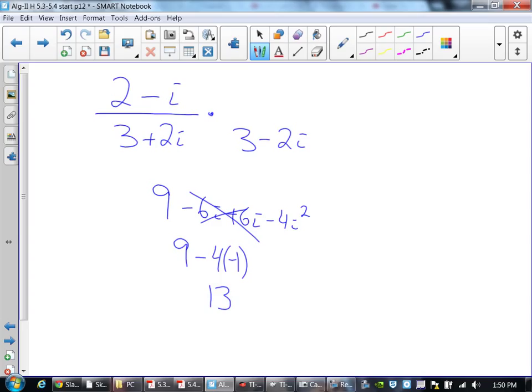Now, if I multiply the bottom by 3 minus 2i, what do I have to multiply the top by? 3 minus 2i. Exactly. I'm multiplying it by the exact same thing.